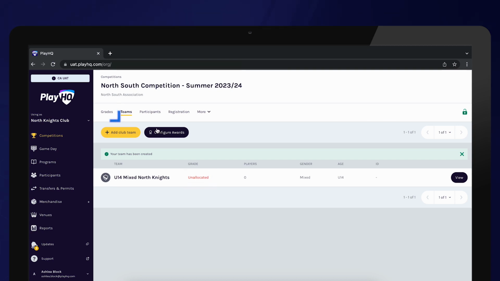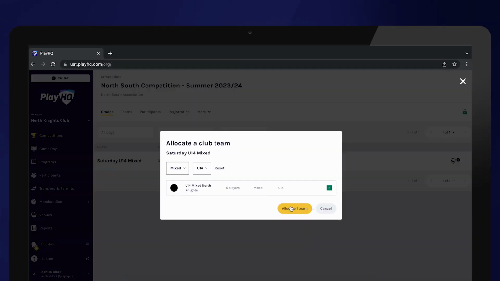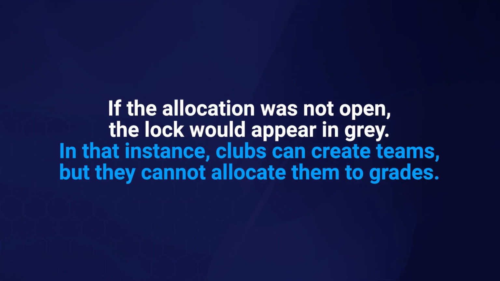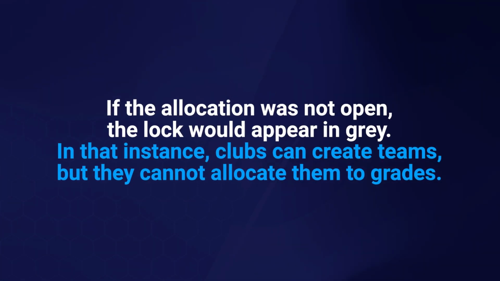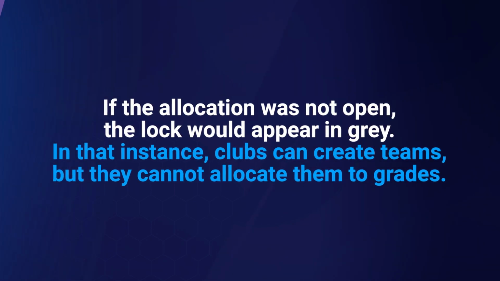By selecting grades along the top, we can see a green lock on the right-hand side of the screen. This green lock indicates that the club team allocation is currently open as set by the association. We can now select the Allocate a Team button to assign teams to the chosen grade. If the allocation was not open, the lock would appear in grey. In that instance, clubs can create teams, but they cannot allocate them to grades.